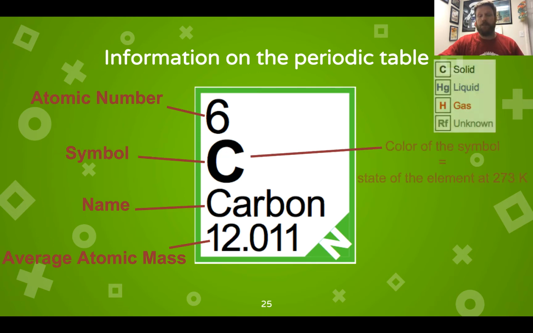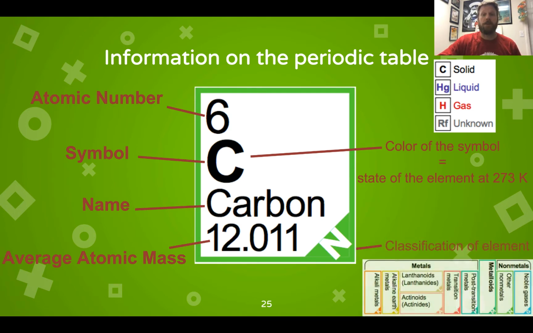Now, the periodic table gives you other things as well, especially ours. The color of the symbol is going to represent what state that element is at 0 degrees Celsius or 273 Kelvin. If it's a black symbol, it's a solid. Blue means liquid. Red means gas, and gray means we don't know yet. We don't know enough about that element yet. Our periodic table also gives us another little piece of information. It tells us what class of element it fits into. The carbon atom here happens to fit in the classification of other nonmetals.